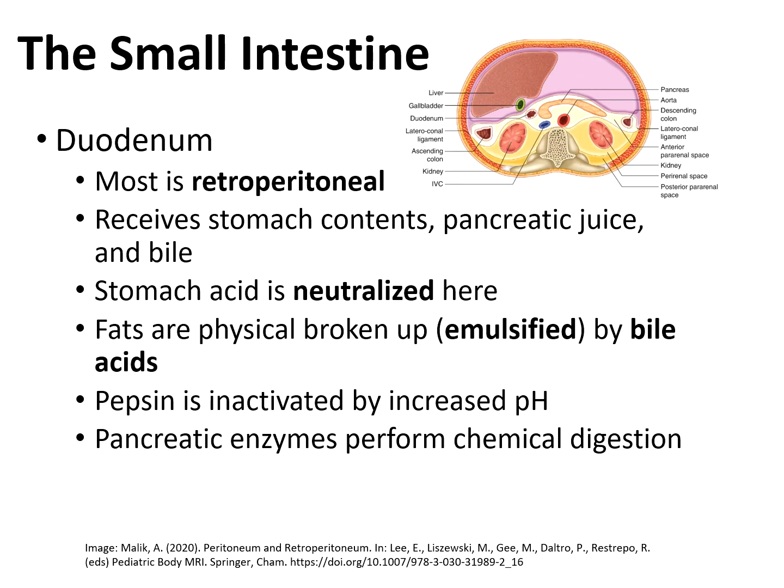So the duodenum, most of the duodenum, along with the pancreas, is retroperitoneal. So what that means is that it is situated behind the peritoneum. The duodenum receives the stomach contents, pancreatic juices, and bile, and the stomach acid of the chyme will be neutralized here by the sodium bicarbonate that's going to be released from the pancreas.